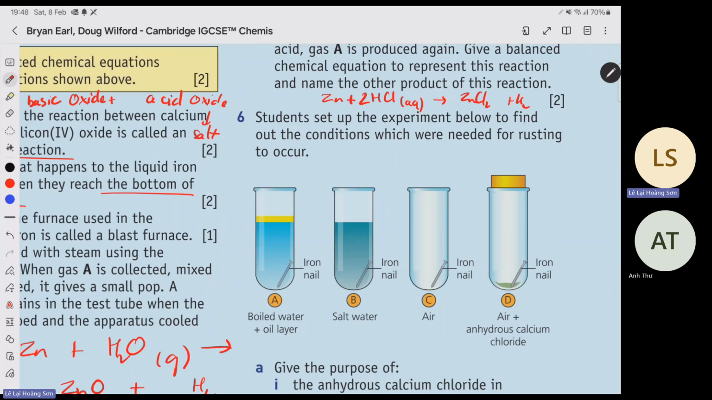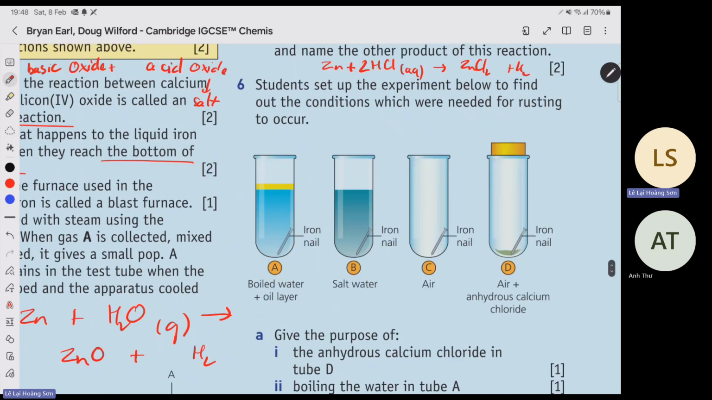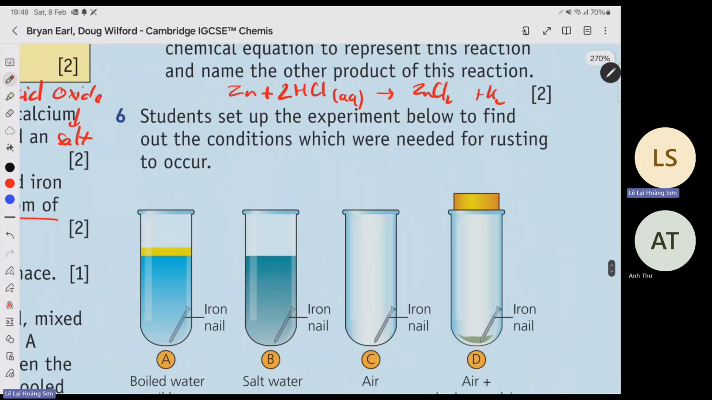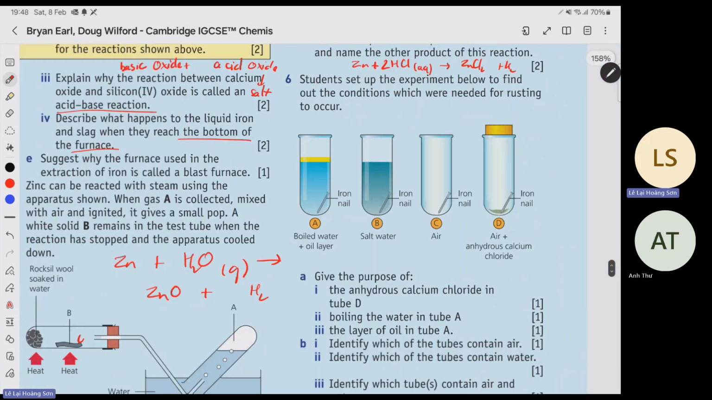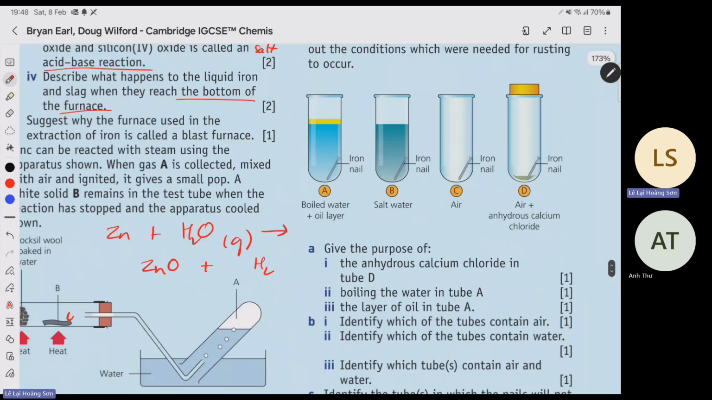Students set up the experiment below to find out the conditions needed for rusting to occur. Okay, so I told you we're going to have four conditions, right? Give the purpose of the anhydrous calcium chloride in tube D. What is the purpose of that?